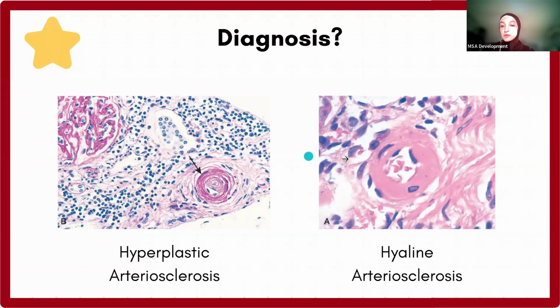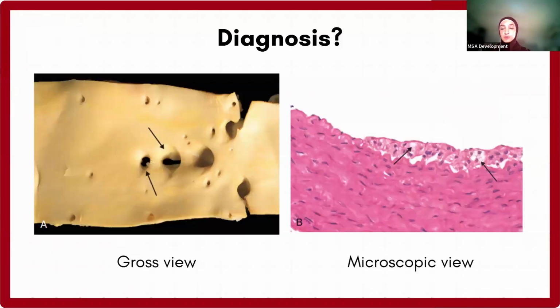The main thing that leads to hyaline arteriosclerosis is the fact that it's secondary to two conditions: hypertension and diabetes. So if there's hypertension and diabetes mentioned in the question, you know.